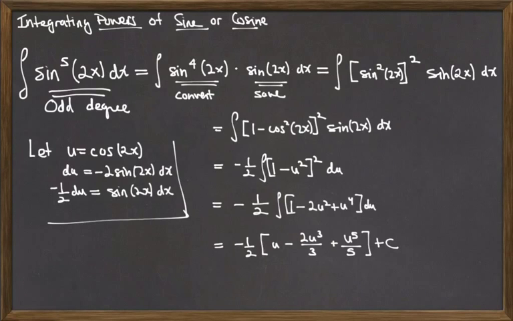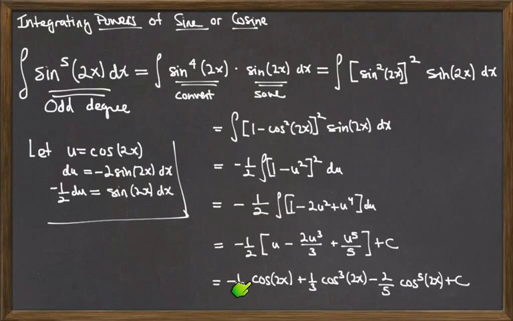And finally, all I have to do is back substitute and replace u with cosine of 2x in each term. So I'll have minus 1/2 cosine of 2x. I'll distribute the minus 1/2 through onto the 2/3, so I'll have positive 1/3 cosine of 2x cubed. And then finally distributing the minus 1/2 through to the 1/5, I'll have minus 1/10 cosine of 2x to the fifth power.